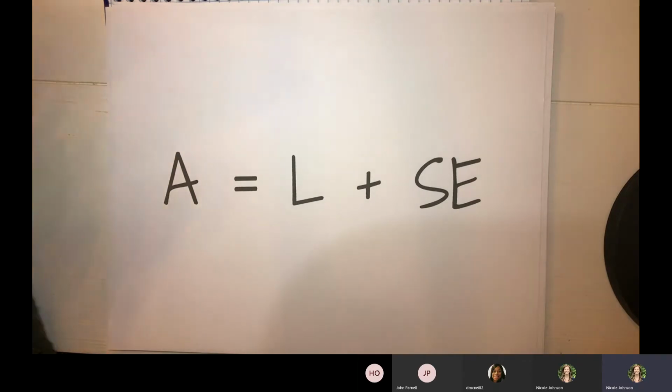But basically what we're gonna do here is spend like 20 minutes or so going over some ways that you can remember debits and credits and how they work, okay?